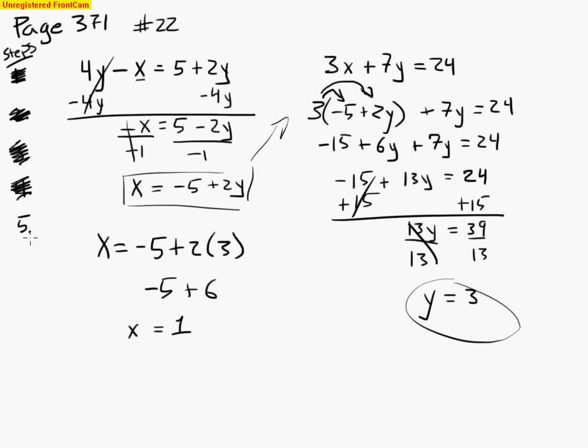And number 5 just says let's report this as an ordered pair. I need to have x comma y. And I am finished. That is my x and my y done with this problem.